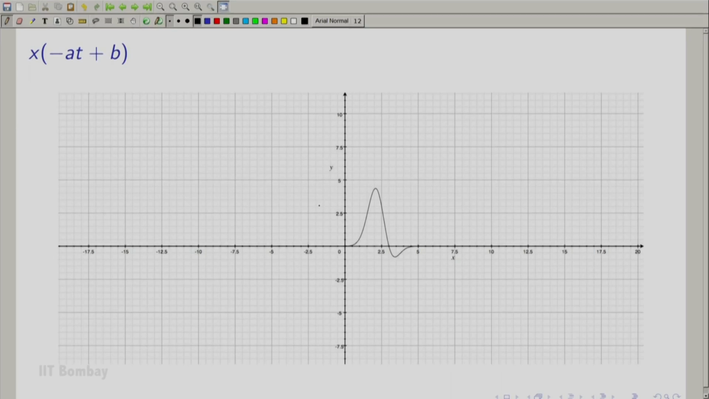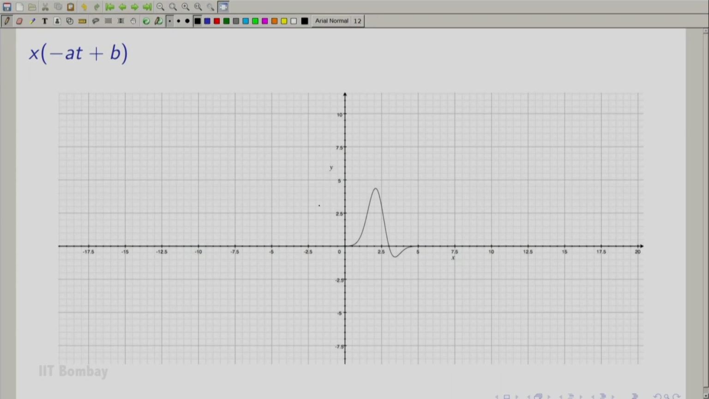So Pratik, do we apply scaling first or shift first? Yes, before answering that question I would like to show you another graph. So this is the graph of x of minus a t plus b. As you can see here, b is positive, as I remind you again, b is positive. However, the graph has shifted to the right and not to the left.